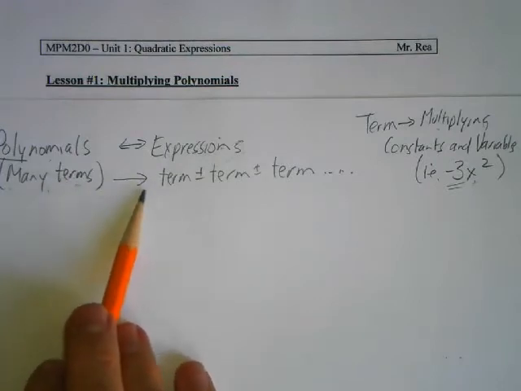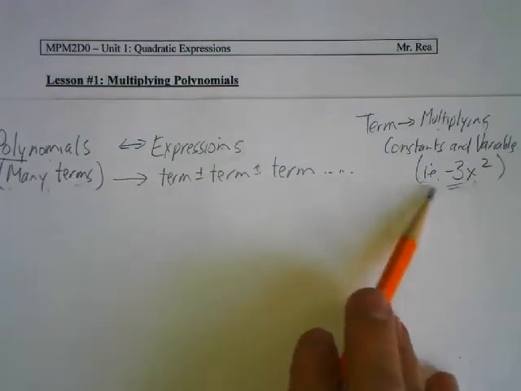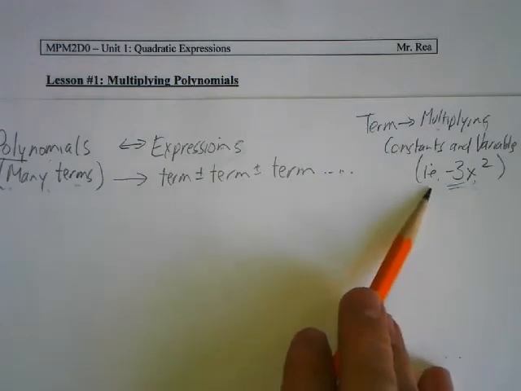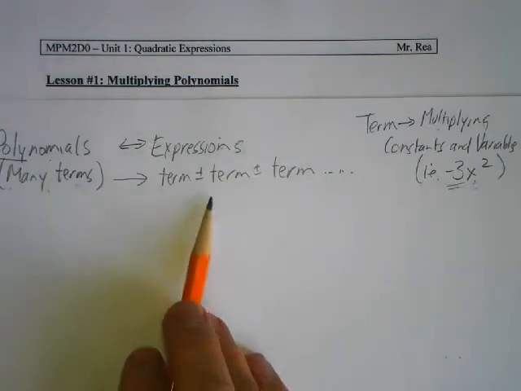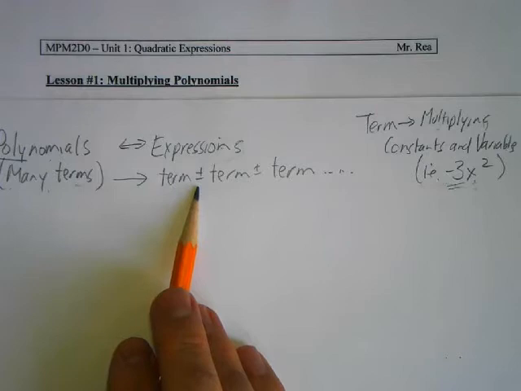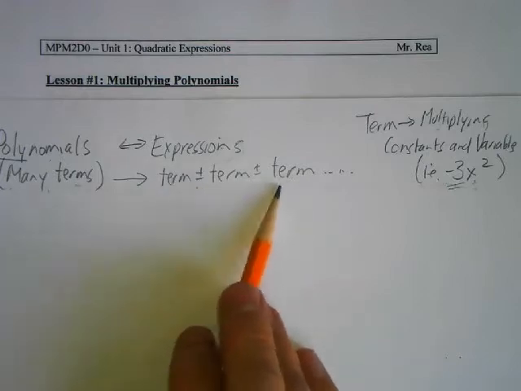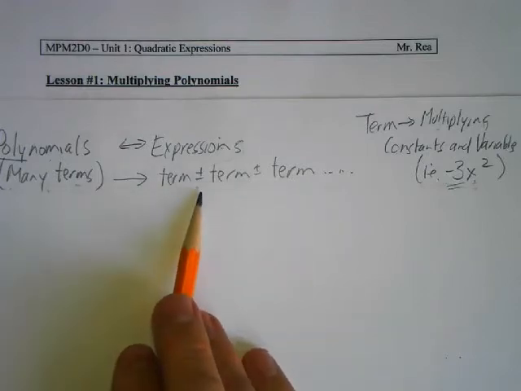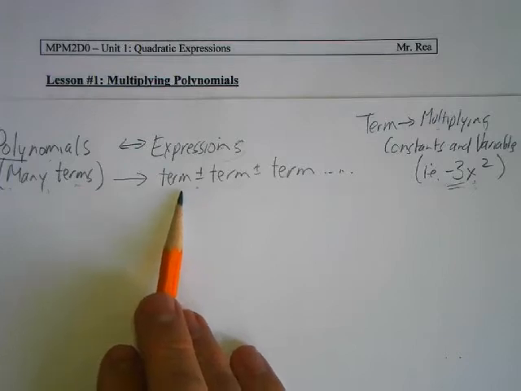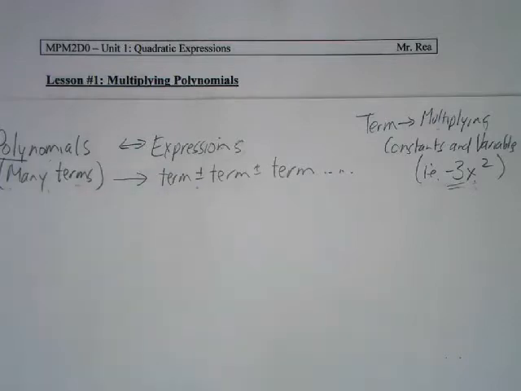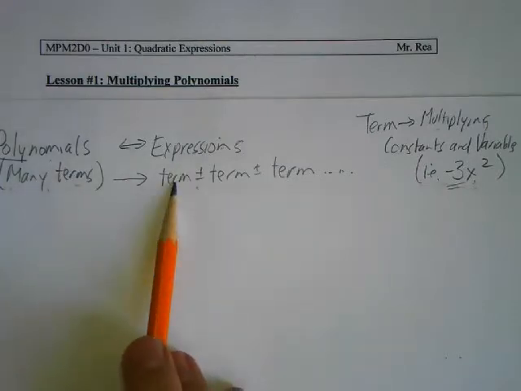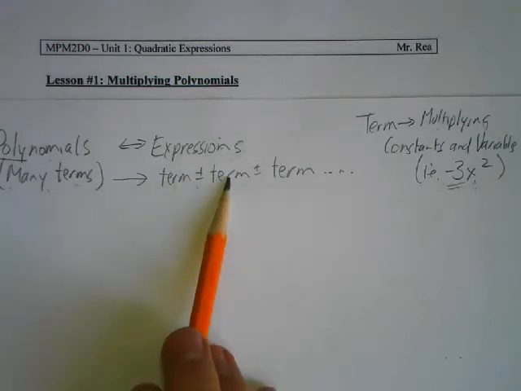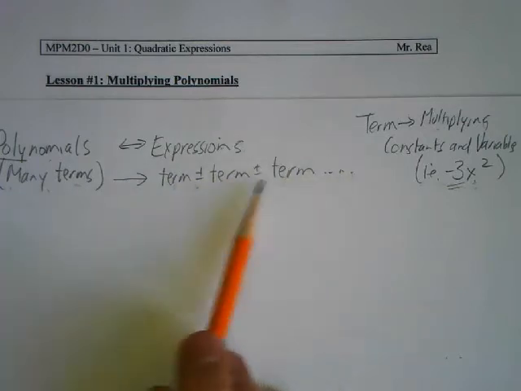Okay, now a polynomial or expression is when we take different types of terms, and we add or subtract them together several times. It could be once, could be 5, 6. Most of the time we're going to be working with polynomials that are 2, 3, sometimes 4. So that would be a term plus or minus a term, plus or minus another term, etc.